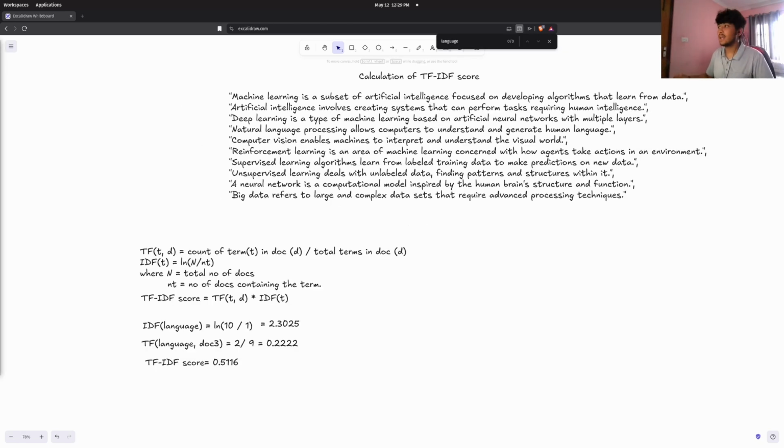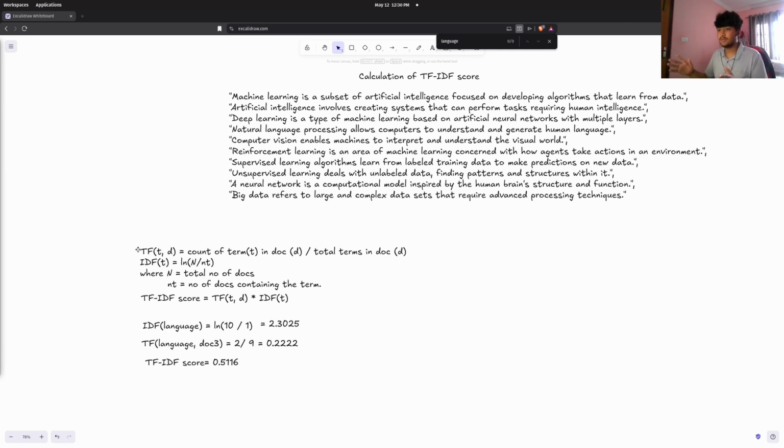Now let's talk about the calculation of the TF-IDF score. How can we calculate it? I have written some formulas here. TF means term frequency, and IDF means inverse document frequency. For the calculation of the TF-IDF score, we need to calculate TF and IDF for each and every term of each and every document. Here we have the total terms in document D, which means the total tokens we got after pre-processing the documents. So the TF-IDF score consists of two terms, TF and IDF.